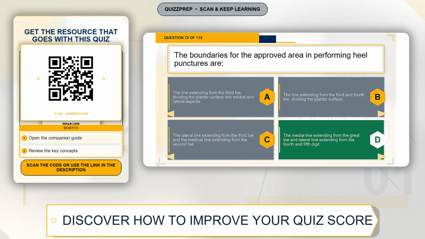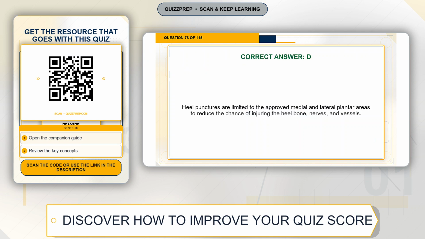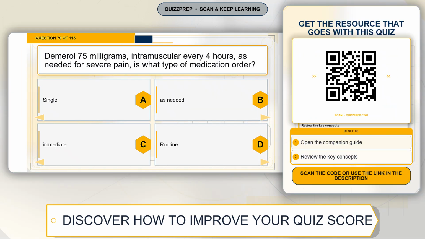The correct answer is option D, the medial line extending from the great toe and lateral line extending from the fourth and fifth digit. Explanation. Heel punctures are limited to the approved medial and lateral plantar areas to reduce the chance of injuring the heel bone, nerves, and vessels.